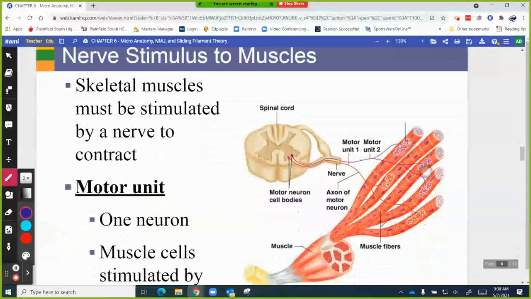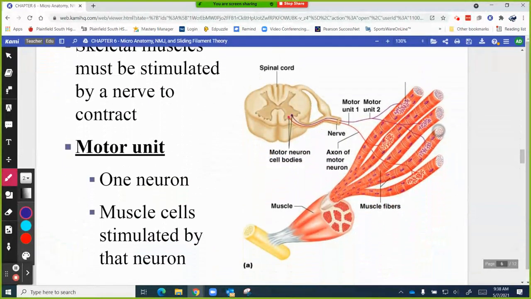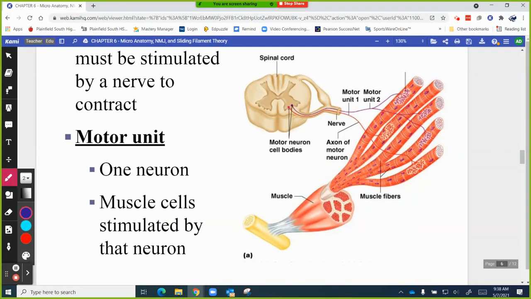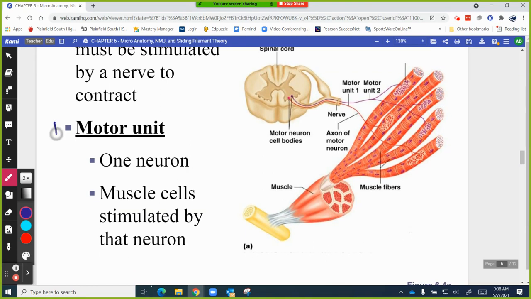The way that this process takes place is that skeletal muscles are paired up with neurons. So the actual working part of a muscle are these things called motor units. It's going to be a neuron and then the muscle fibers that it actually stimulates.